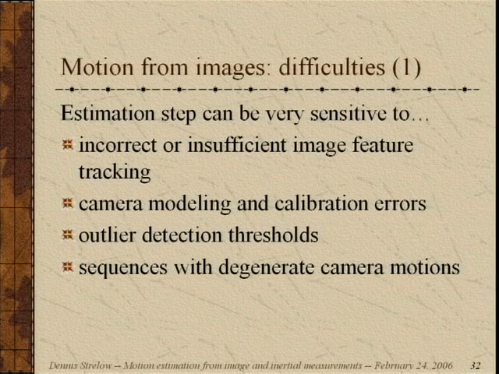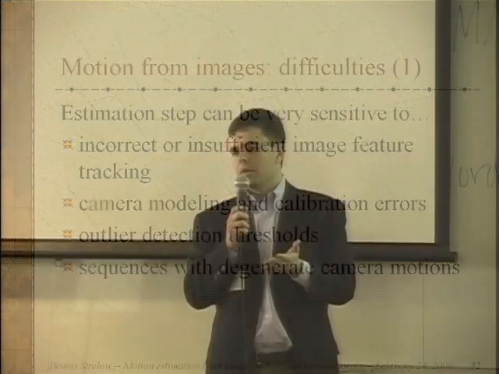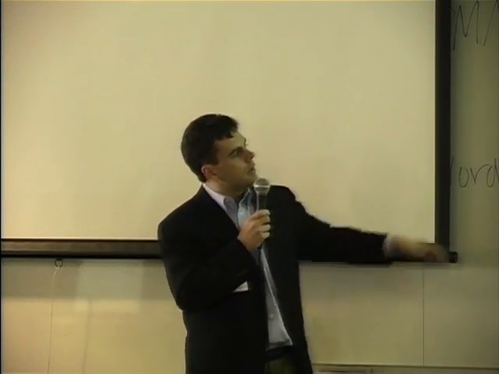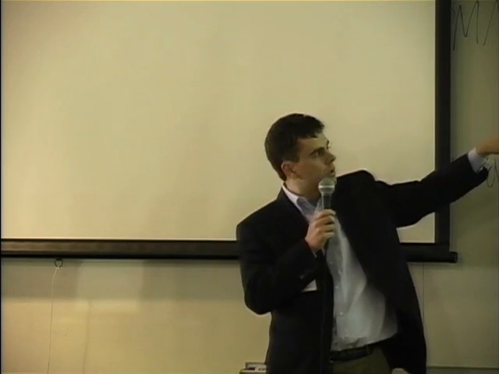And the problem is that, even for bundle adjustment, which is this batch kind of heavy hammer method, the estimation step can be very sensitive to incorrect or insufficient feature tracking, camera modeling and calibration errors. So for example, if you don't know the camera's focal length properly, or if it's got some poorly modeled radial distortion, it can be very sensitive to outlier thresholds. And sequences with degenerate camera motions are still problematic for this method.